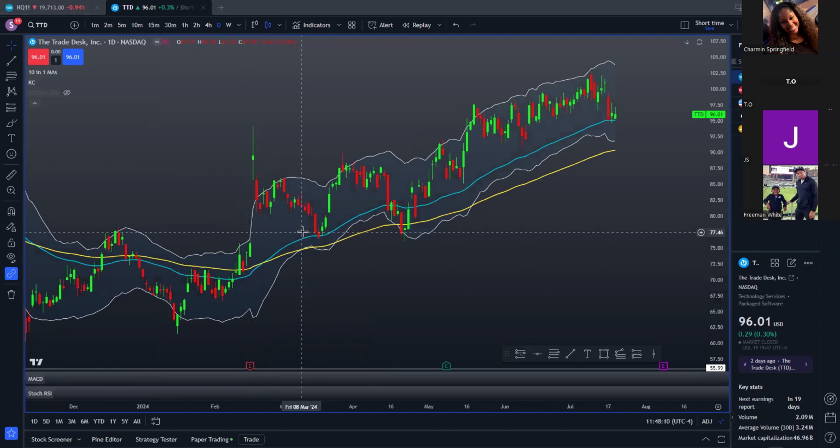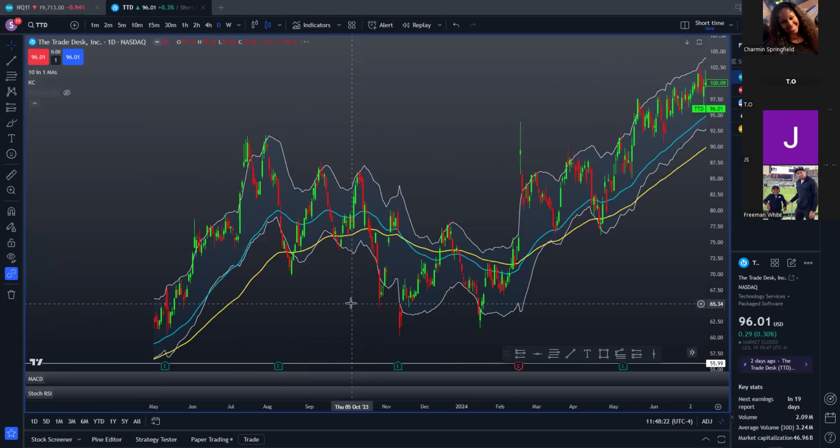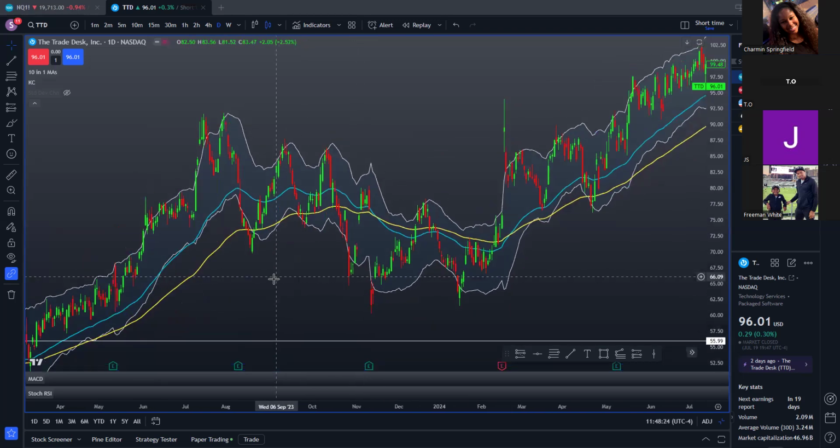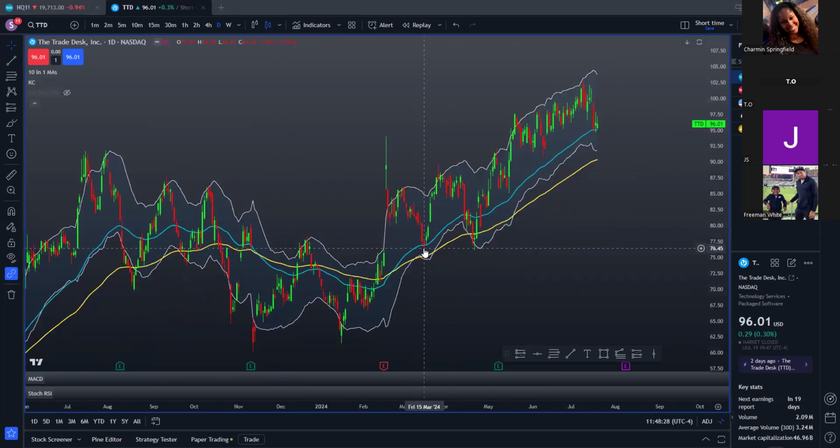If the 50 is above the 100, we're playing to the upside. If the 50 is below the 100, we're playing to the downside. That's it as far as that part is concerned. So once the 50 is above the 100, we're going up.